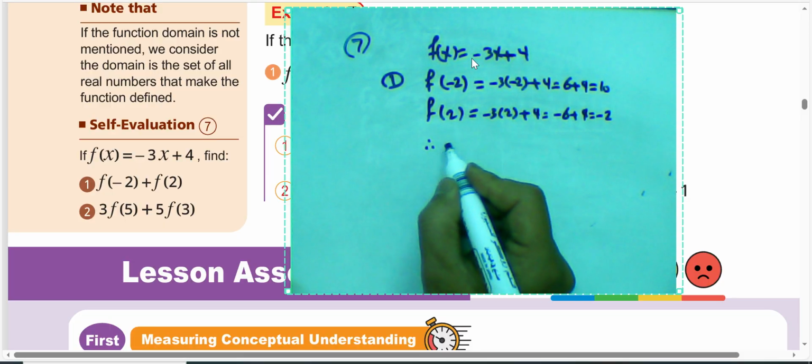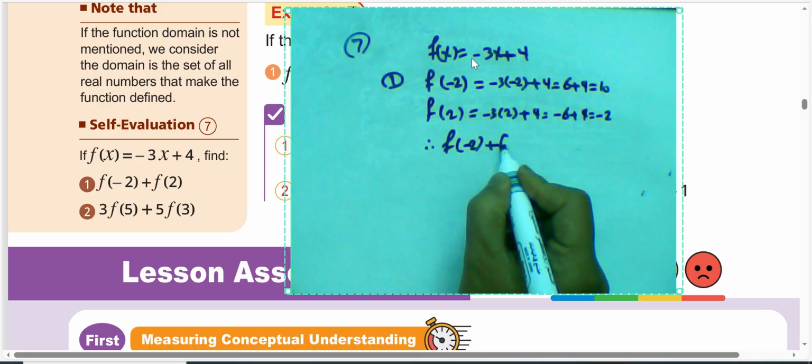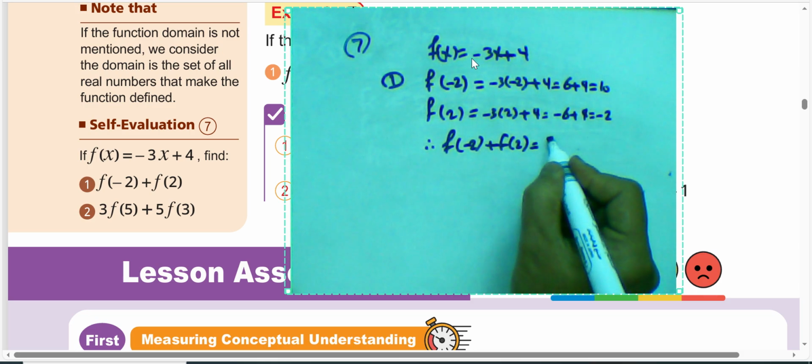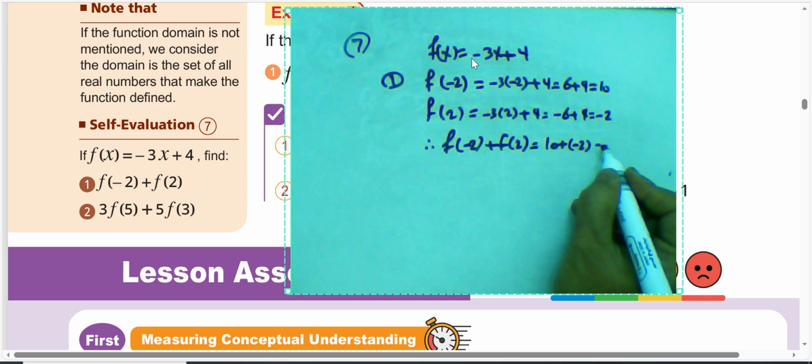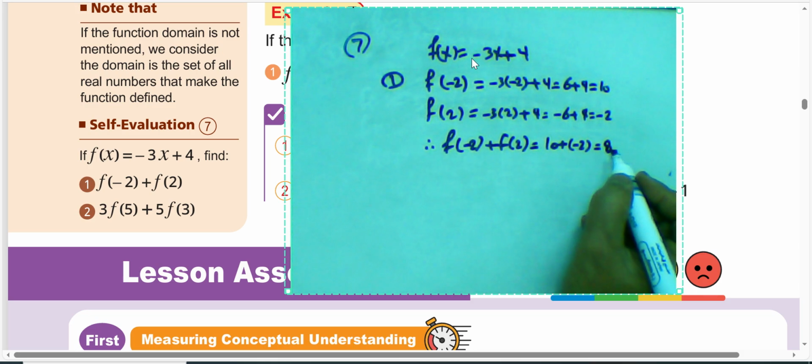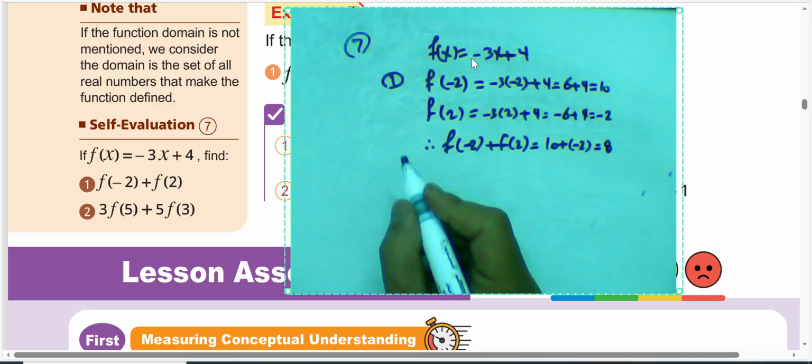Now we can add together to find f of negative 2 plus f of 2. The answer was 10 plus negative 2. 10 plus negative 2 equals 8. So the answer here will be 8. This is question number 1.